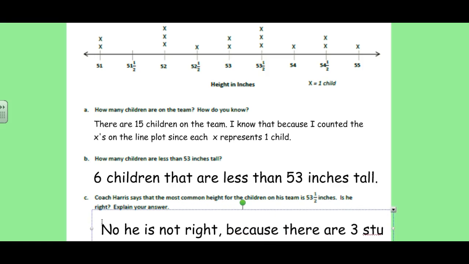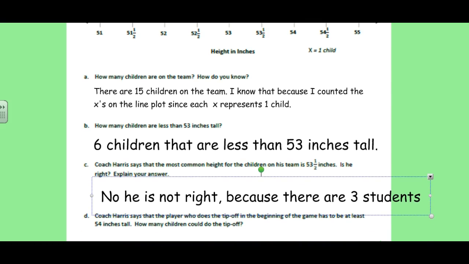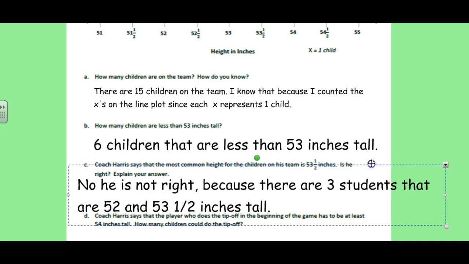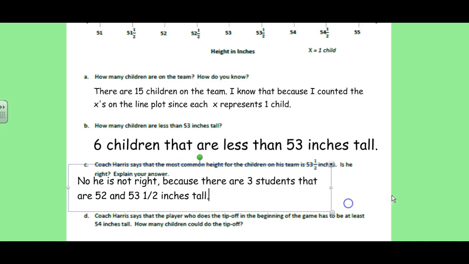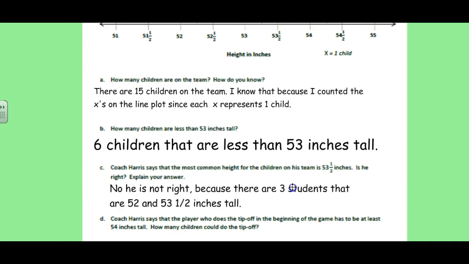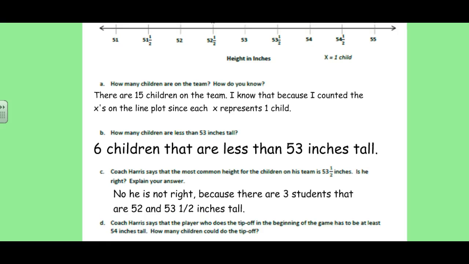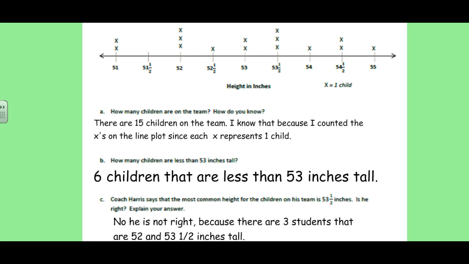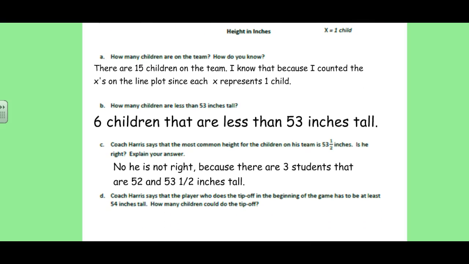there are 3 students that are 52 and 53.5 inches tall. 53.5 did not have the most. If there were no other x's, or if there were no other inches that had 3 x's, then Coach Harris would be right. But since 53.5 and 52 had the same amount of x's, then both of those heights had the most children.